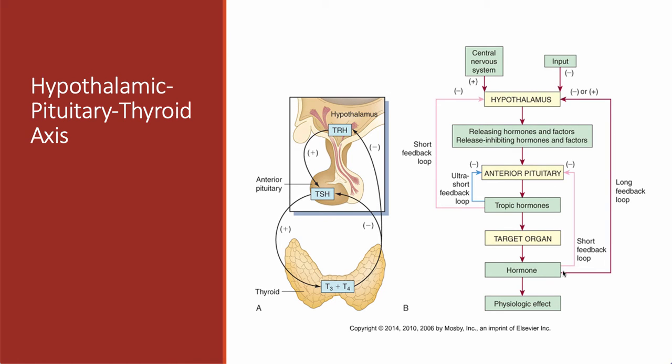Because without that negative feedback loop, the hypothalamus would just crank out TRH all day long. And that would cause the anterior pituitary to just crank out TSH all day and all night, right? And that would mean that the T3 and T4 levels get super high, and then you get thyrotoxicosis and you die. We can't have that.